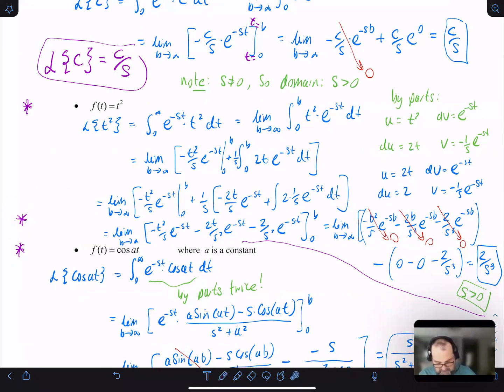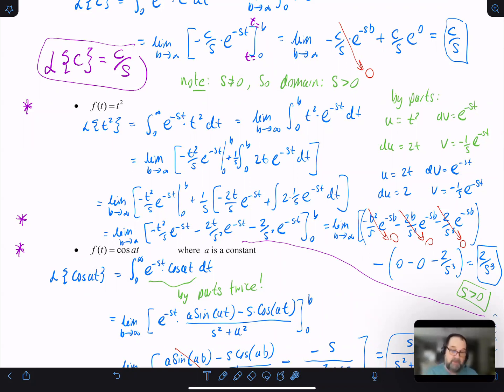Here's another example. What about the Laplace transform of f of t equals t squared? Again, the setup is fairly easy. Laplace transform of t squared is setting up this improper integral, t squared, and an e to the minus st thrown in there. Then you can set up the improper integral, and this one is something we need to integrate, and this is something we can integrate by parts.